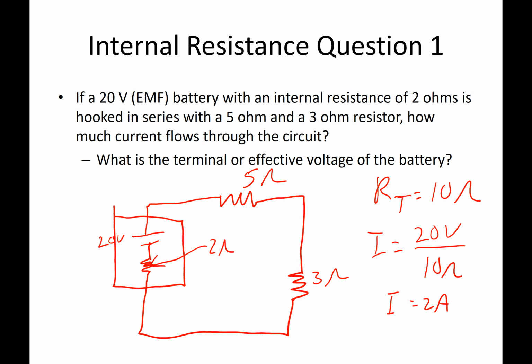So first of all, we want to calculate the voltage drop across the battery. And remember, we're going to use V equals Ir. So 2 amps of current go across the battery.